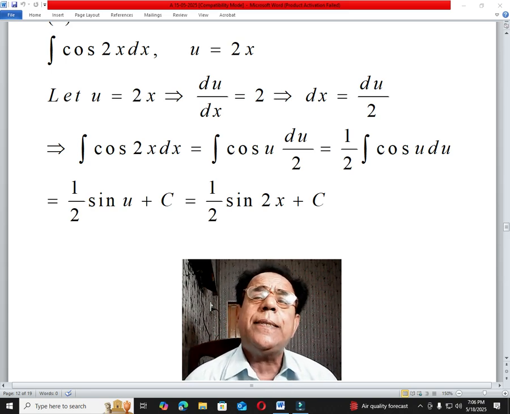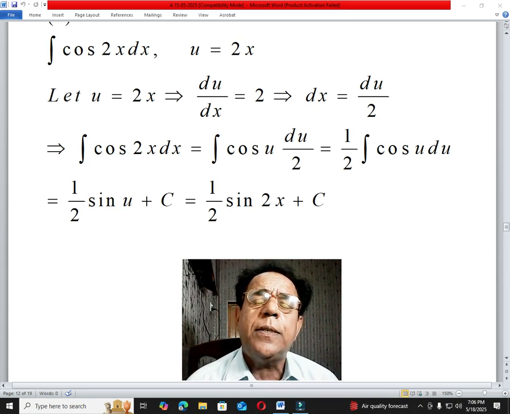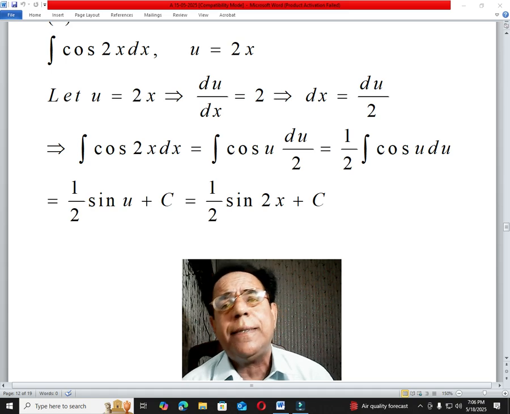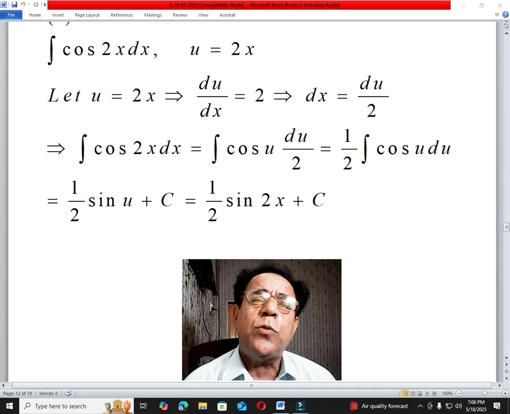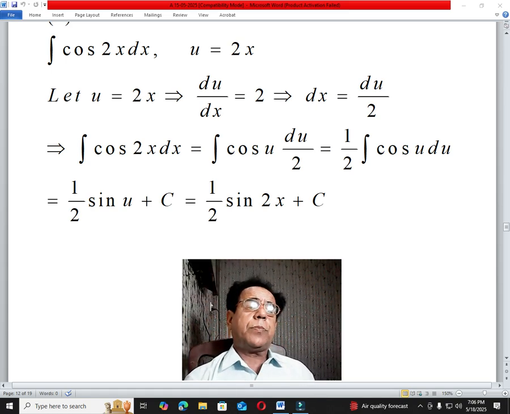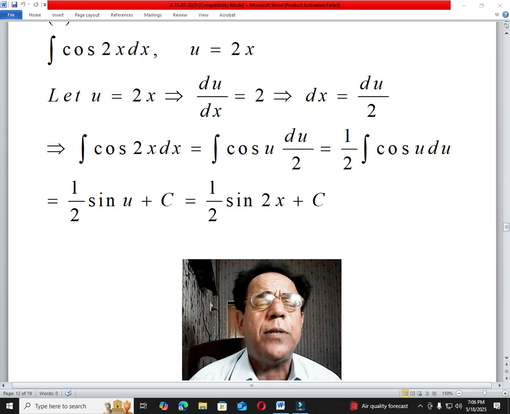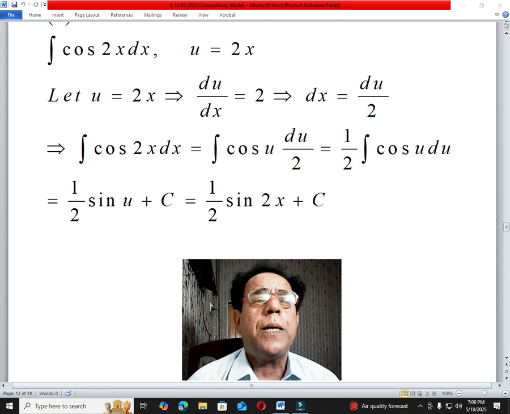We know that integration of cos u is sin u. Differentiation of cos u is minus sin u, but integration of cos u is plus sin u. So in the last we will again substitute u by its original value, that is 2x, and hence our answer will become 1 by 2 sin 2x plus c.